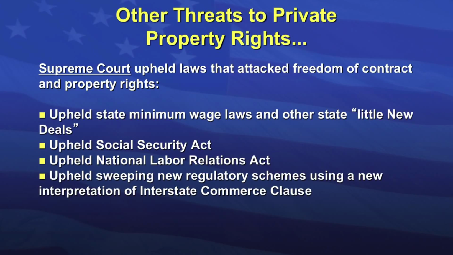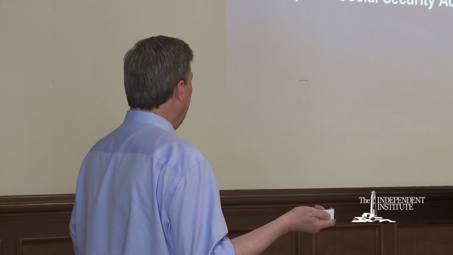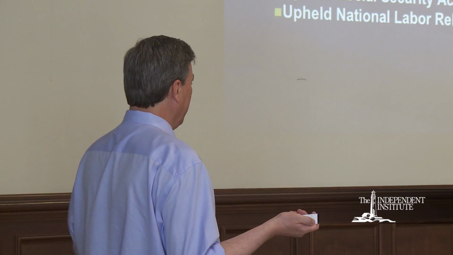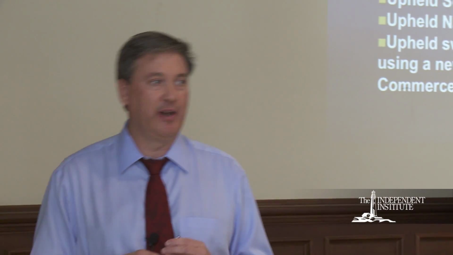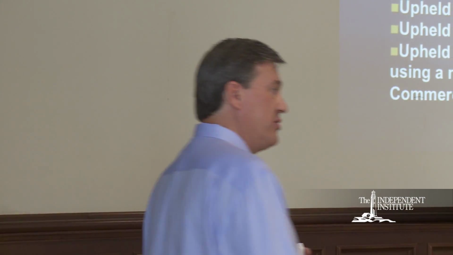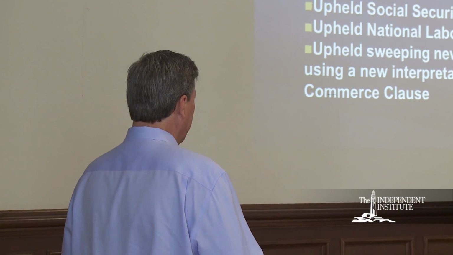So in particular, many Supreme Court decisions upheld these new laws that were being passed that definitely threatened freedom of contract and property rights further. So for example, Supreme Court upheld state minimum wage laws, and states also passed little New Deal deals, so they're little versions of the big New Deal that they implemented at the state level. Upheld Social Security Act. This was a big one. They upheld the National Labor Relations Act. And sweeping new regulations that were justified with new interpretations of the Interstate Commerce Clause.